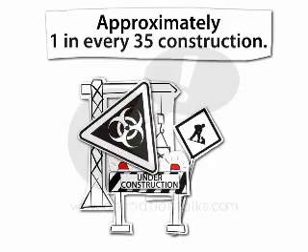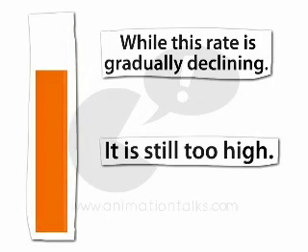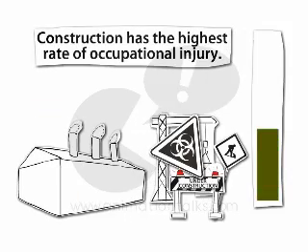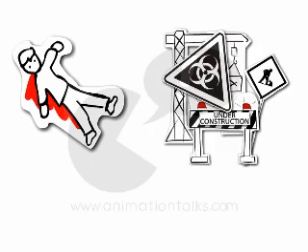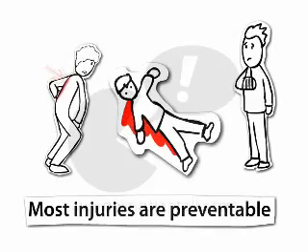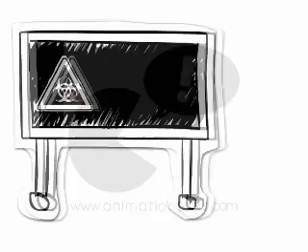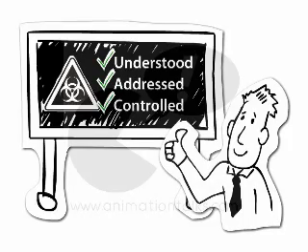Approximately 1 in every 35 construction workers is harmed or injured on the job. While this rate is gradually decreasing, it's still too high. Next to manufacturing, construction has the highest rate of occupational injury. However, there are more work-related deaths in construction than in any other industry. The good news is that most injuries are preventable, provided the hazards are properly understood, addressed, and controlled.